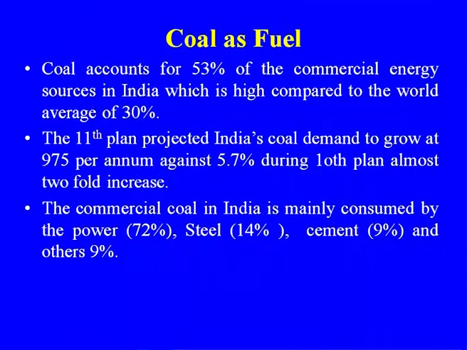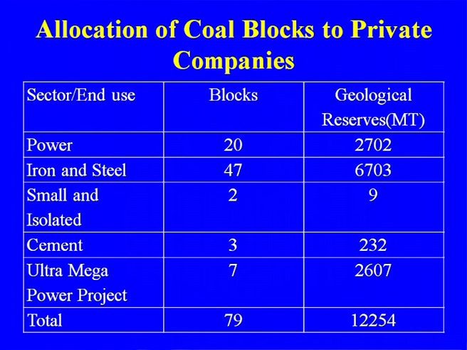Coal accounts for 53% of the commercial energy sources in India, which is high compared to the world average of 30%. The Alliance Plan projects India's coal demand to grow at 9.7% per annum, against 5.7% during the 10th plan, almost a twofold increase. The commercial coal in India is mainly consumed by the power sector, steel sector and cement. So you can say the major share is the power plants, steel plants and cement. Allocation of the coal blocks to the private companies for the power sector, 20 blocks, iron, steel, small and isolated cement plants and ultra mega power projects.